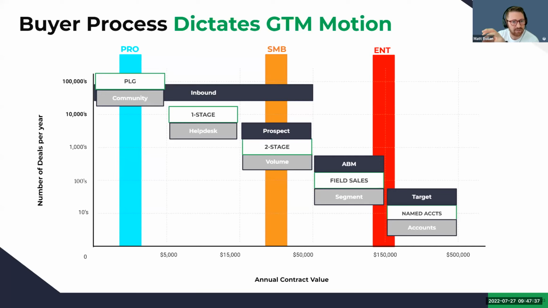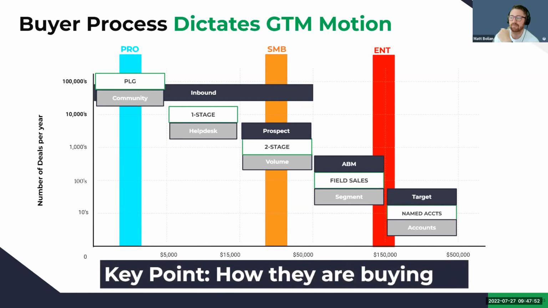So as a point, just remember this. It's a litmus test: how are the people I'm selling to buying? Look at your best customers, where you're most profitable. How are those people making decisions? Then orchestrate your go-to-market motions based on how they're making decisions. For emphasis on the bottom there, that's big.